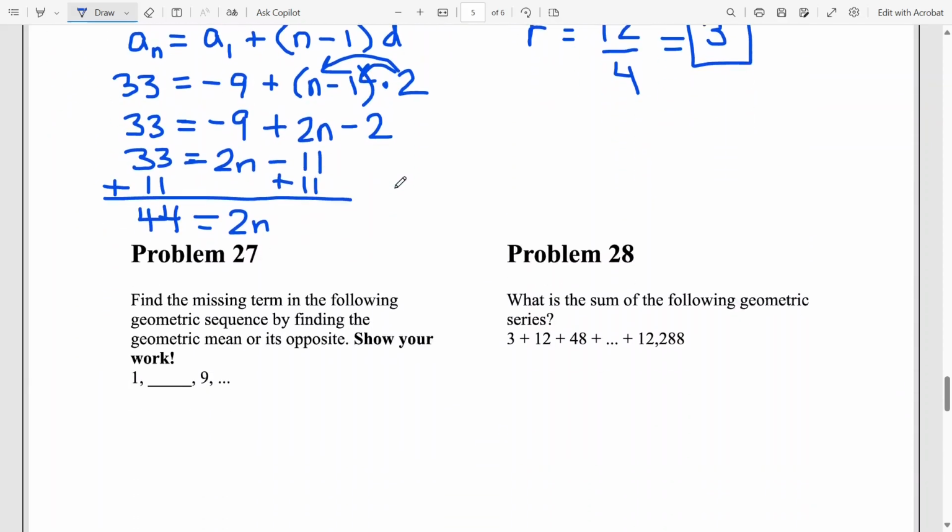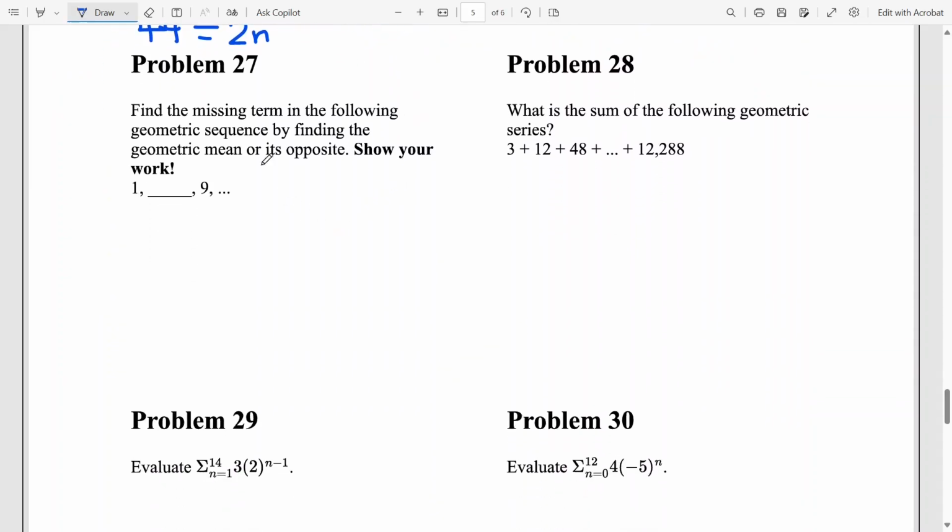All right, let's go down to problem 27. Find the missing term in the following geometric sequence by finding the geometric mean or its opposite. Show your work. Okay, so we are going to take the square root of the product of the two numbers surrounding this. So the geometric mean, which we can abbreviate as GM, that's going to be the square root of 1 times 9, which is just going to be the square root of, well, 1 times 9 is 9.